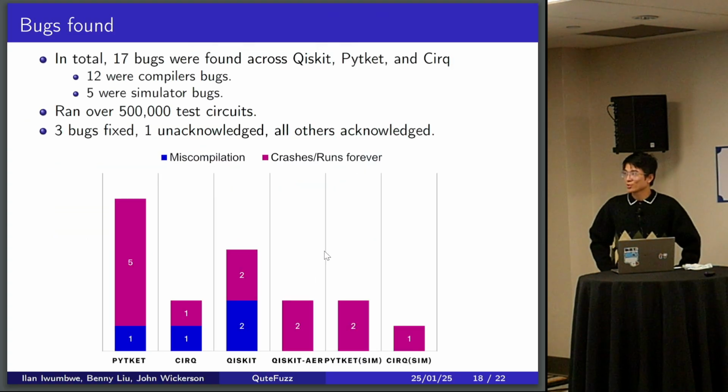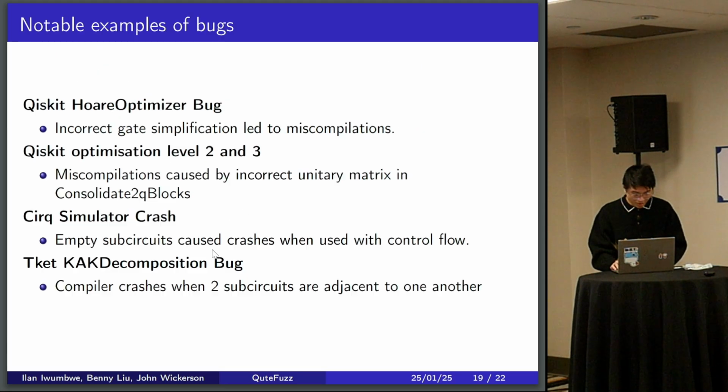Right, so moving back. Through this method, we found 17 bugs in total across Qiskit, pytket, and Cirq. Of those, 12 were compiler bugs. 5 of them were simulator bugs that were found just because simulators were part of the stack. These were found from running over 500,000 test circuits, which was only possible because we were doing random circuit generation. Of these, 3 bugs are fixed. One of them is currently unacknowledged, while all others have been acknowledged. Nice graph here to show that.